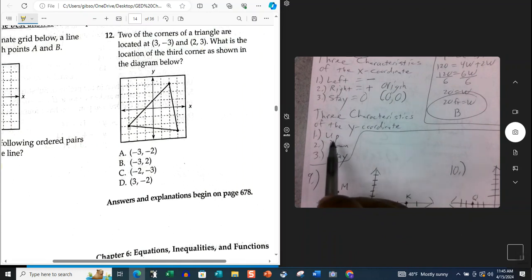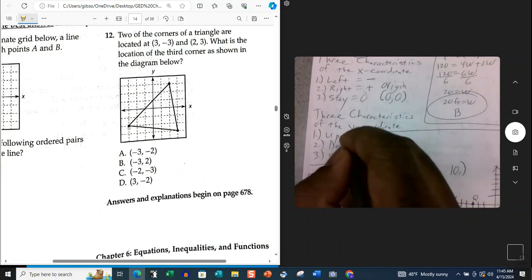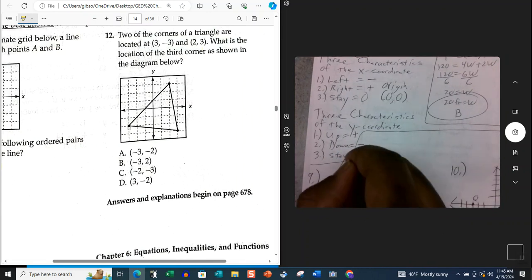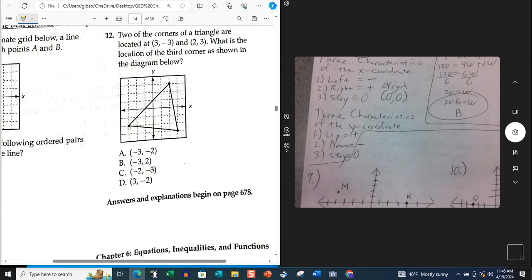Now, the next thing here, with the y-coordinate, when you go up, that's positive. When you go down, that's negative. And then when you stay, that's 0. So those are more of the characteristics.